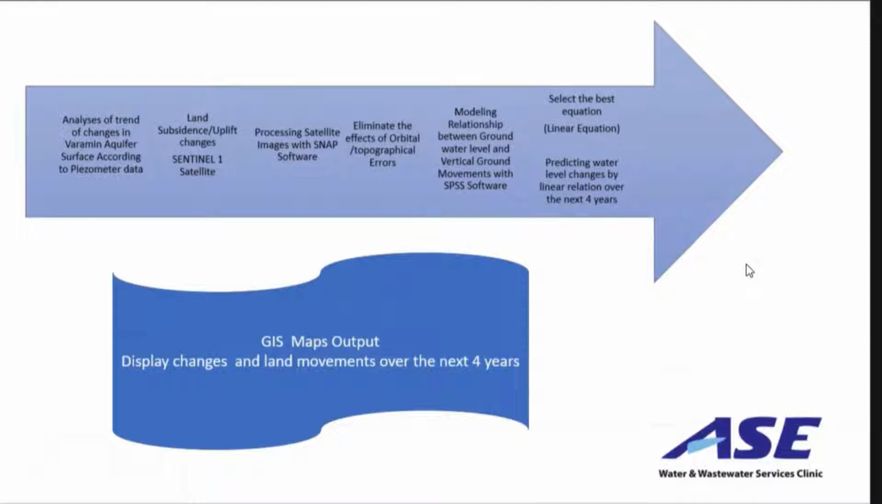In this picture, we do some analysis of the trend of change in the Varamin aquifer surface according to piezometric data. We take them, and after that, we go to land subsidence and uplift change with the Sentinel-1 satellite. After that, we process the satellite images with the SNAP software. We eliminate the effects of orbital and topographical errors. We do some mathematical modeling of the relation between groundwater level and vertical ground movements with SPSS software. After that, we select the best equation, which was the linear equation. We predict water level change by linear relation over the next 4 years. And after that, GIS map outputs display change and land movements over the next 4 years.